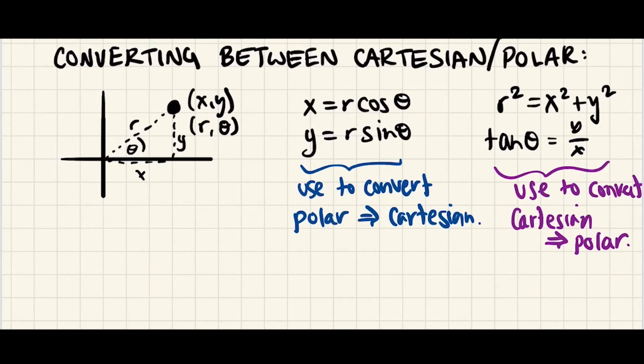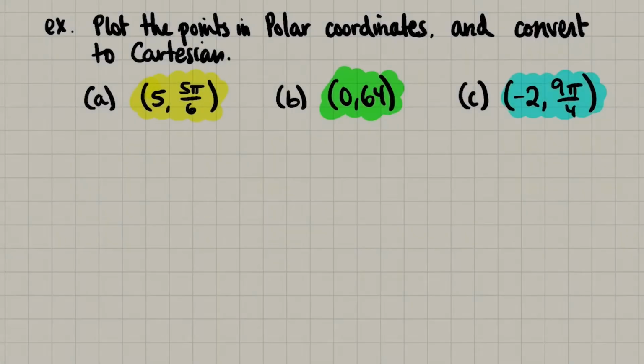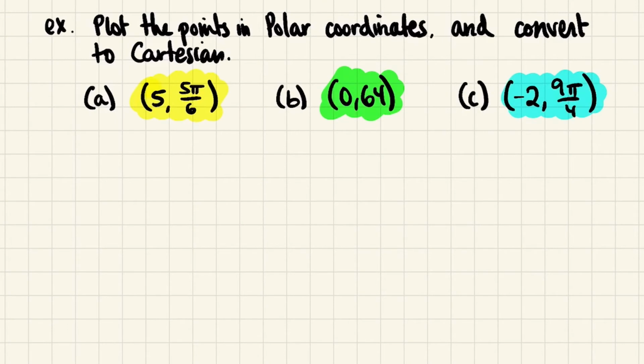All right, so let's look at some examples where we do some conversions. Here are some points in polar form. Let's plot them and then convert them to Cartesian form. That sounds super fun.